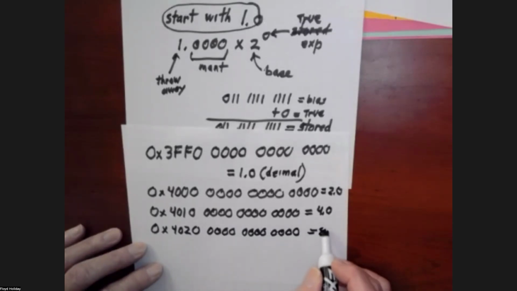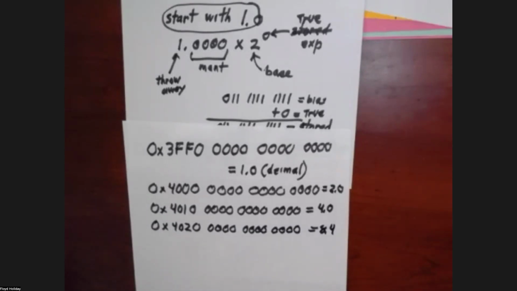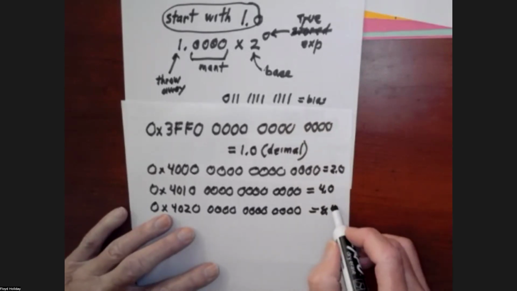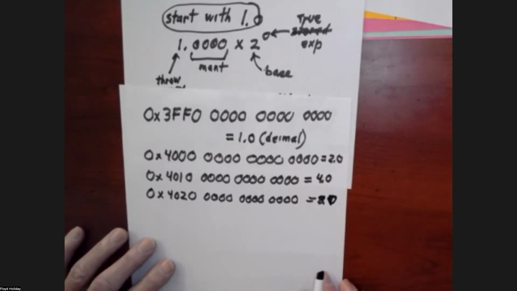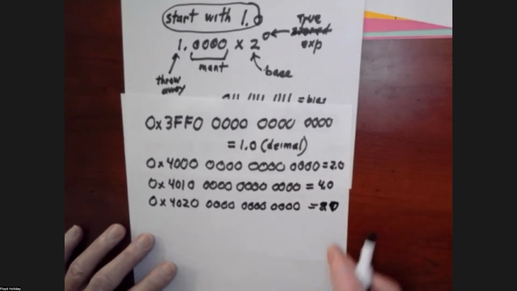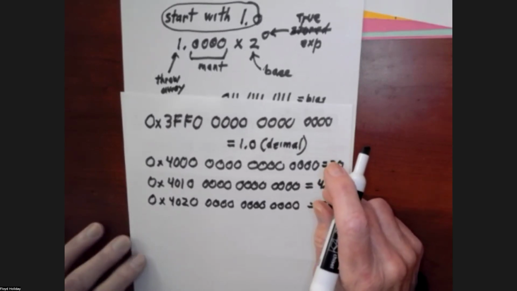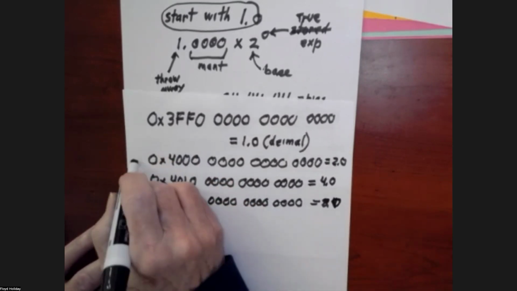That'll be 8.0. Now, you want to play this game. So 3 is halfway between 2 and 4. What do you think is halfway between here and here?